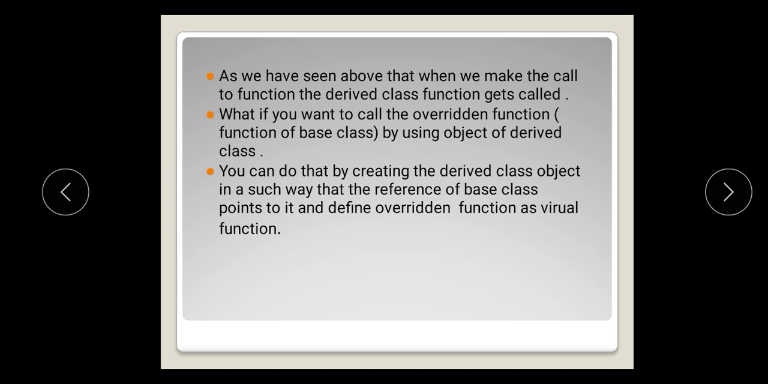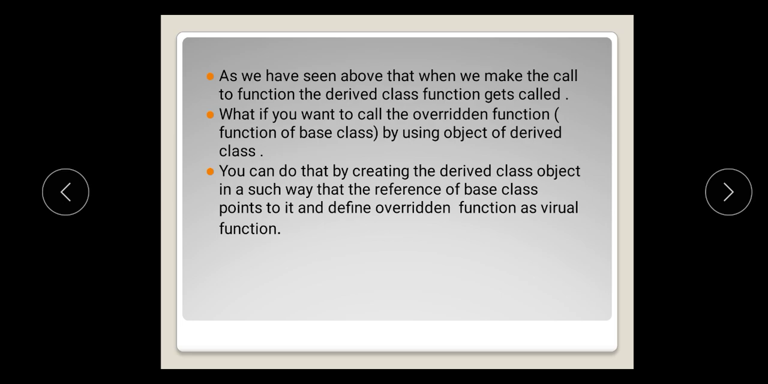That means if I want to call the function that is declared in the base class by using the object of the derived class, then how will I call that function and print my output? You can do that by creating the derived class object in such a way that the reference of the base class points to it, and defining the overridden function as a virtual function. And here the concept of the virtual function comes in.